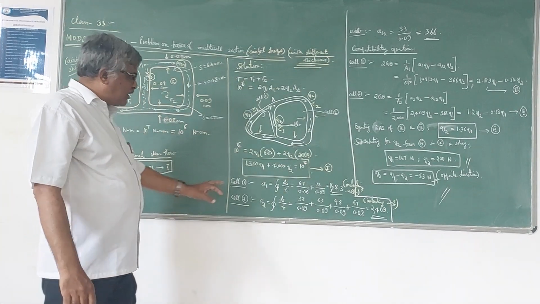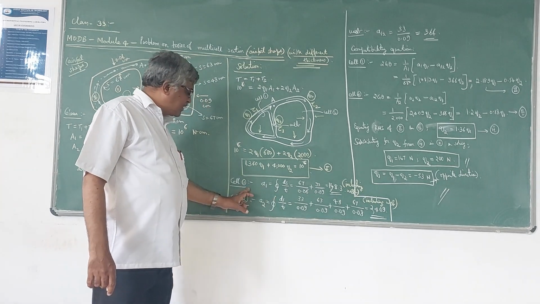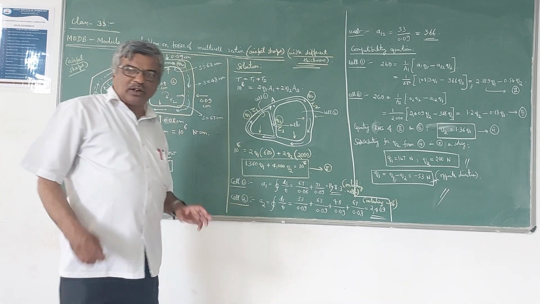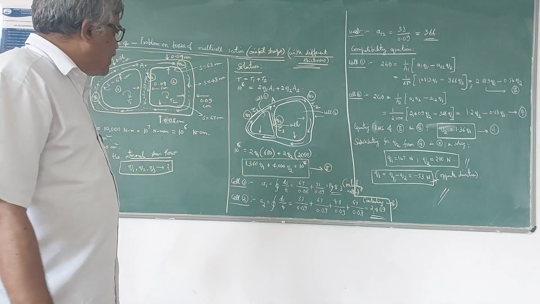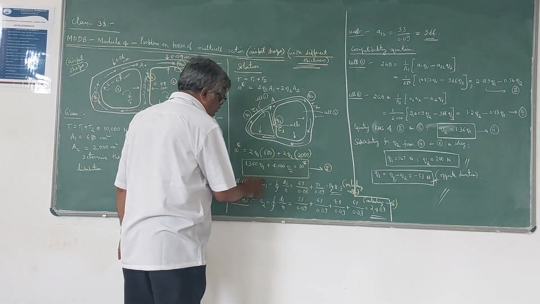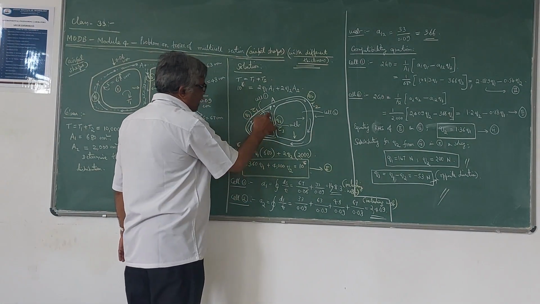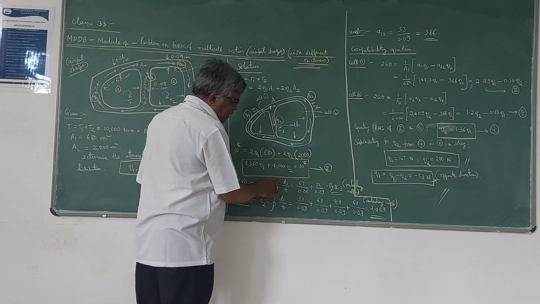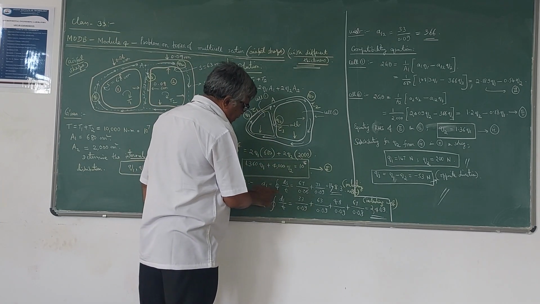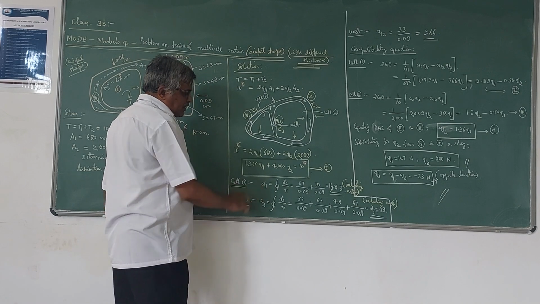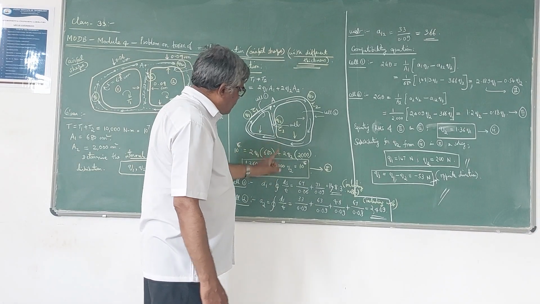I am going to calculate the closed integrals for cell 1 and cell 2 separately. Closed integral means integral ds by t. So for the first cell, I will calculate the closed integral ds by t and call it small a1. So for the first cell, what happens?